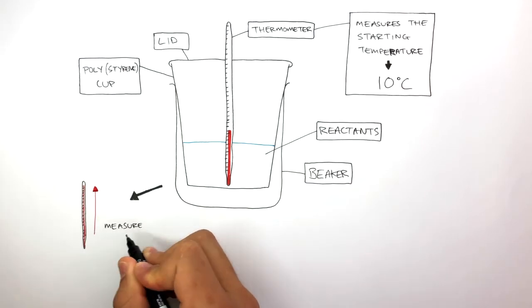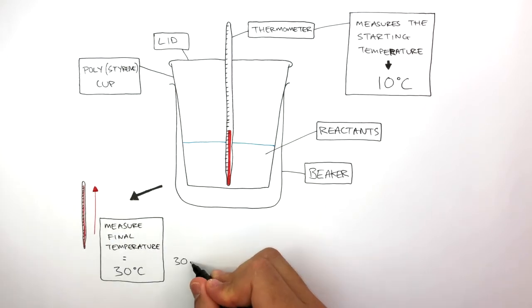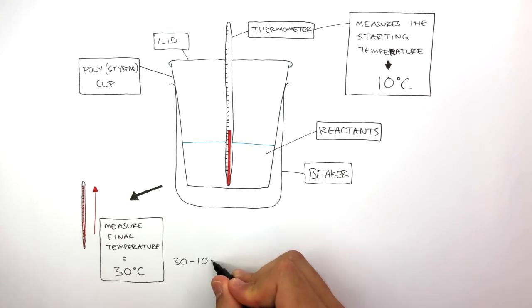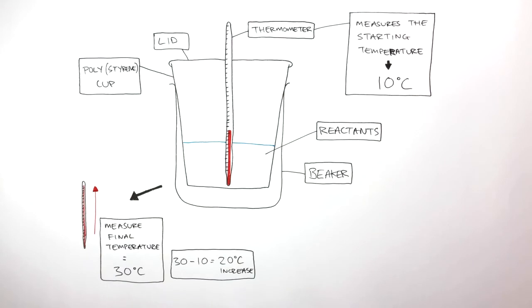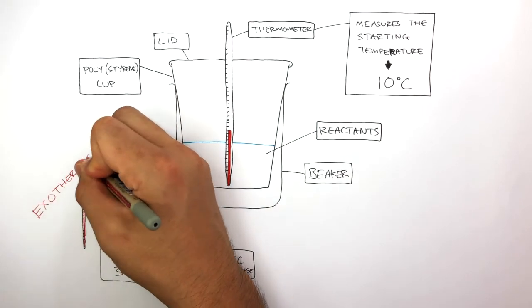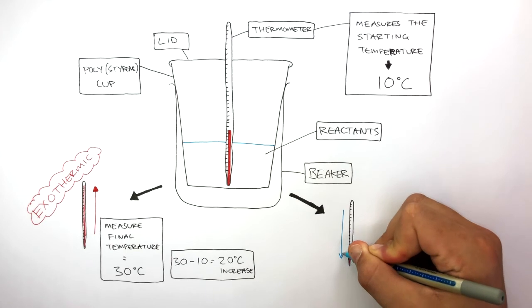We then measure the final temperature, and in this example, it is 30 degrees Celsius. So 30 take away 10 shows how there has been a 20 degrees Celsius increase, which means this is an exothermic chemical reaction. Now let's say in a different chemical reaction, the thermometer shows how the temperature decreases.